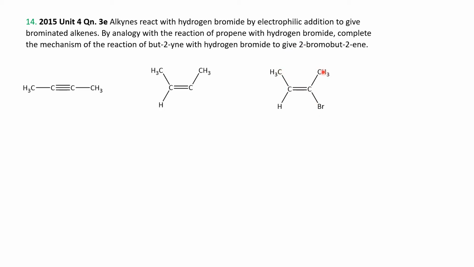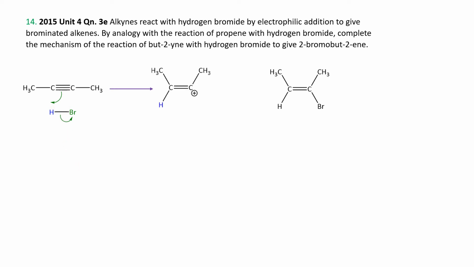So 1, 2, 3, 4. Starting at carbon 1, there's carbon 2, which is the start of the double bond, so the 2-ene, and the bromo on it. So let's throw in what we're doing. HBr is going to react, and so the pi electrons come in and attract the hydrogen to form a bond. The hydrogen tells the bromide to get lost.